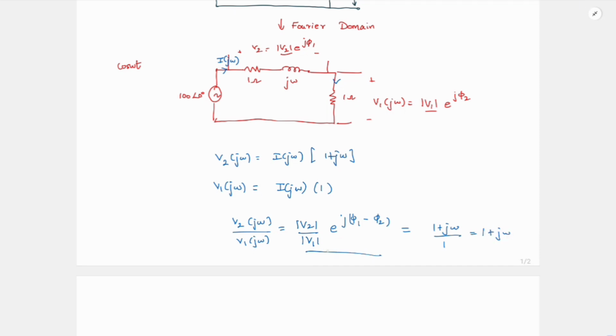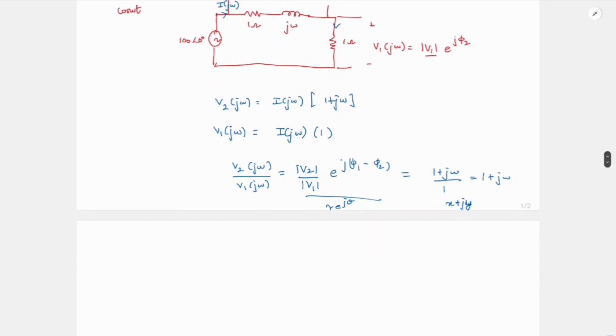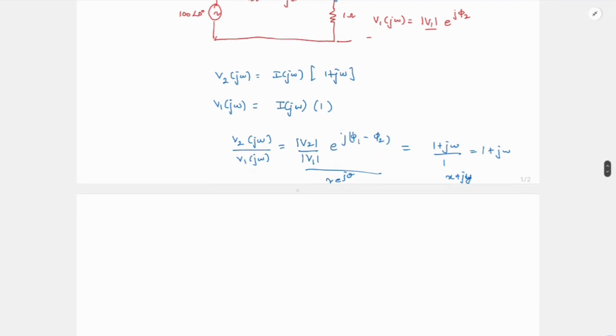So if you see the left hand side is in r e power j theta form. Right hand side is like x plus jy. So let us convert the right hand side also to r e power j theta form. So 1 plus j omega, how can you write? Your r will be equal to root of 1 square plus omega square. So here anyway we are not bothered about the r. So I'll get root of 1 plus omega square. And what will be theta? Theta is tan inverse of y by x. So omega by 1. So this is tan inverse of omega. So this is e power j tan inverse of omega.